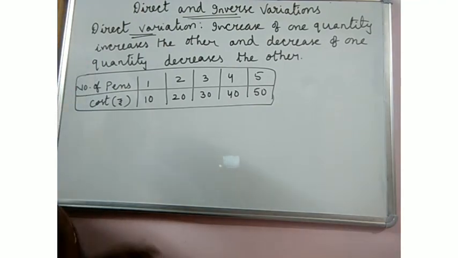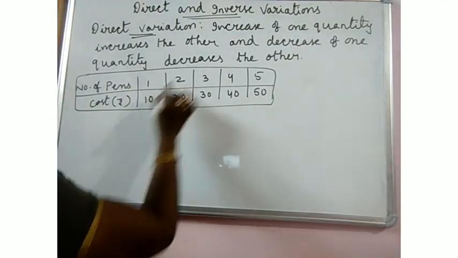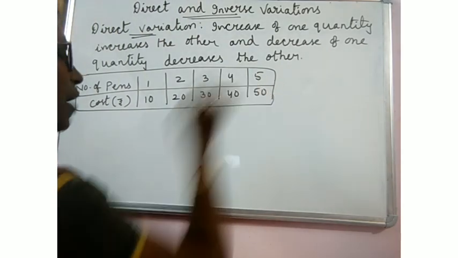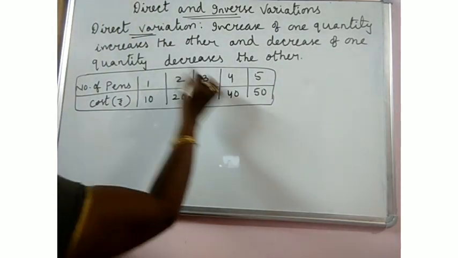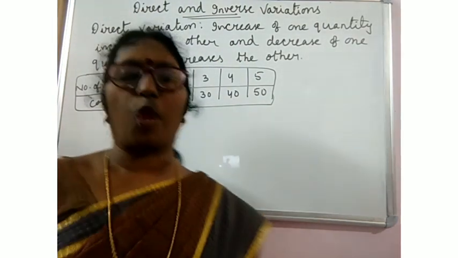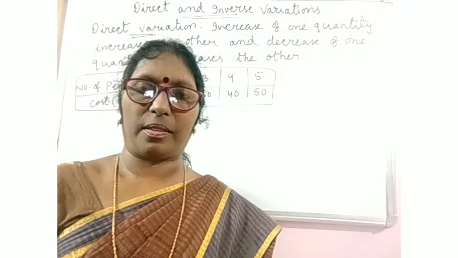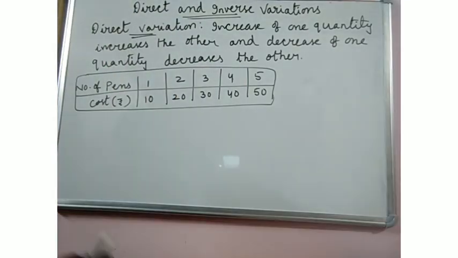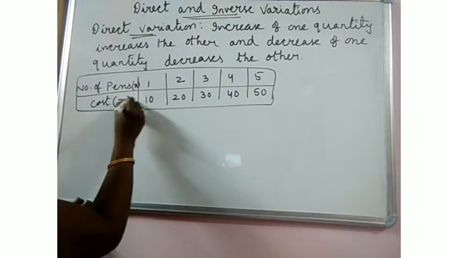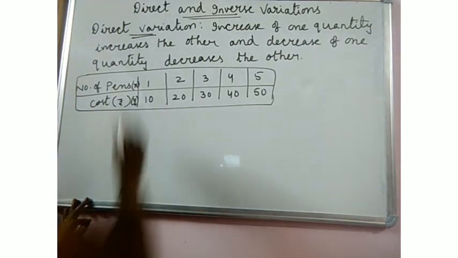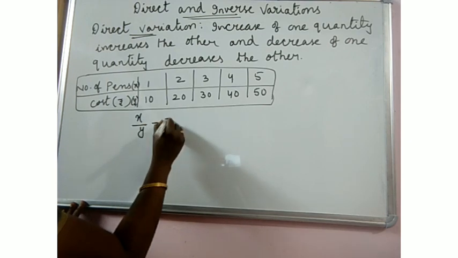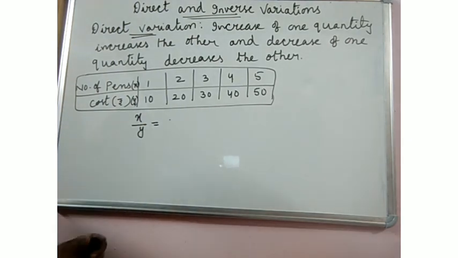What do you observe? 1, 10 rupees; 2, 20 rupees; 3, 30 rupees; 4, 40 rupees; 5, 50 rupees. That means number is increasing, cost is also increasing. So that is what is your direct variation. Okay? Here, if we take number of pens as X, its cost as Y, X by Y is known as constant of variation.